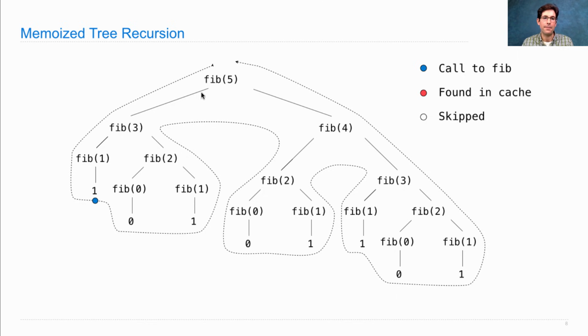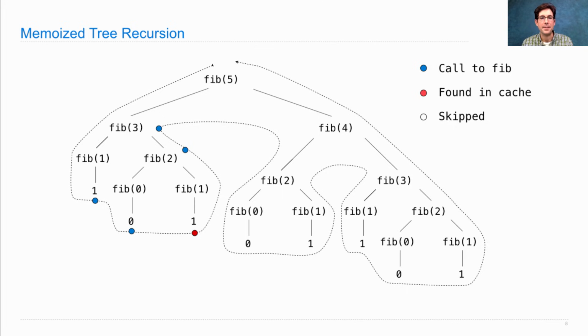So we call fib5, which calls fib3, which calls fib1, which returns 1. That's an actual call to the fib function. So is this call to fib0. But the next time fib1 is called, we just get the value that we've already computed from the cache. So this doesn't count as a call to the underlying fib function, but does count as a call to the memoized version. fib2 returns and then fib3 returns.